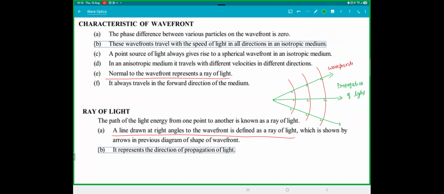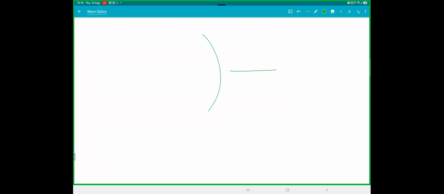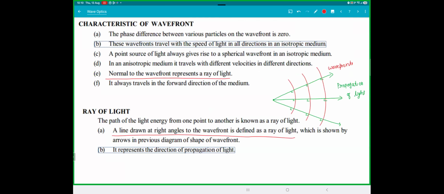So think of a wave on a beach. Ever seen a wave on a beach? The wave front is perpendicular, but it is coming towards you. So the wave is traveling forward. This is the direction of light, but this curve here is your wavefront. That idea is important. Just please read through these points.